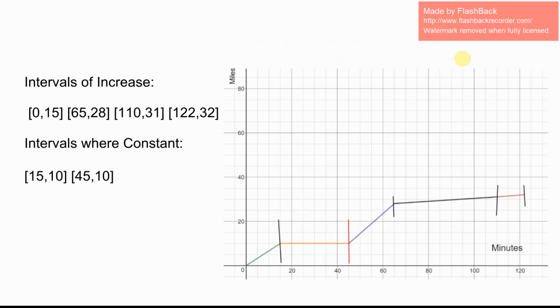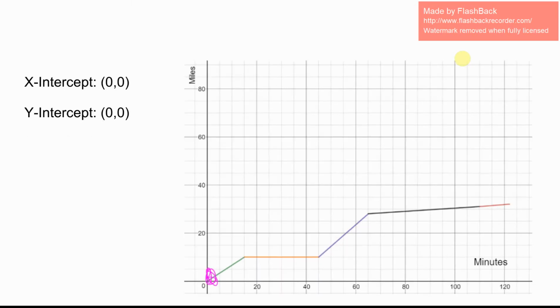Next, we have the intervals of increase. This is where each point is increasing. So for example, we have (0, 15) and then (65, 28). And each of these points are represented with vertical black lines. Then we have intervals where it is constant. So the points would be (15, 10) and then (45, 10) because the y value is never changing, but the x value does. And this is represented with a red vertical line.